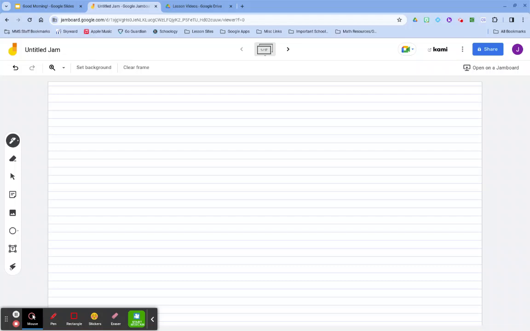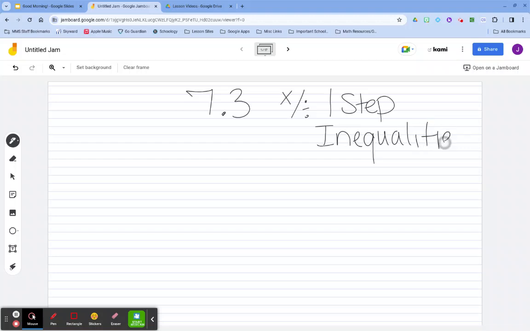So today's lesson is going to be on 7-3, and it is multiplying and dividing one-step inequalities. So essentially it's exactly what we did on Monday, except we have multiplication and division instead.